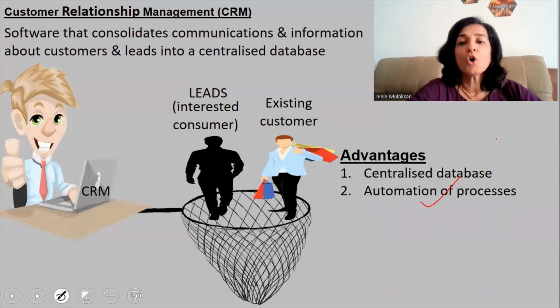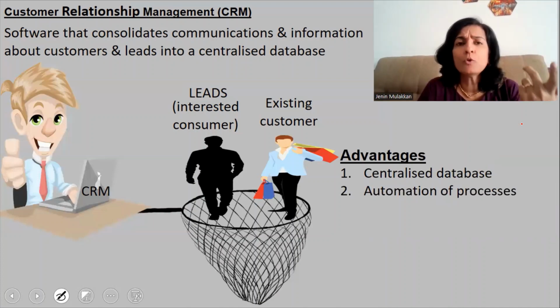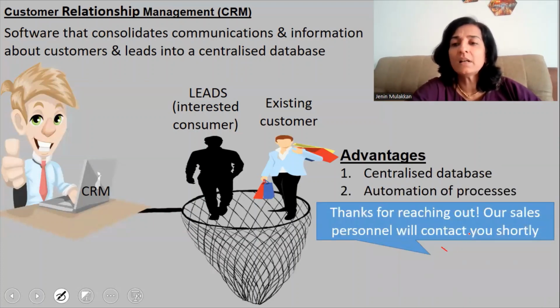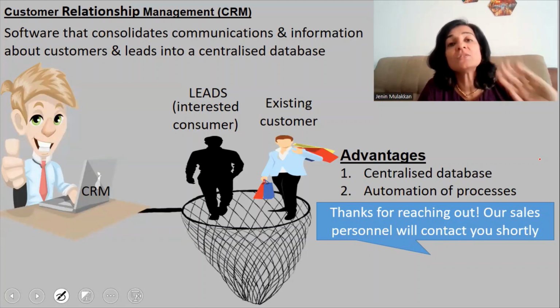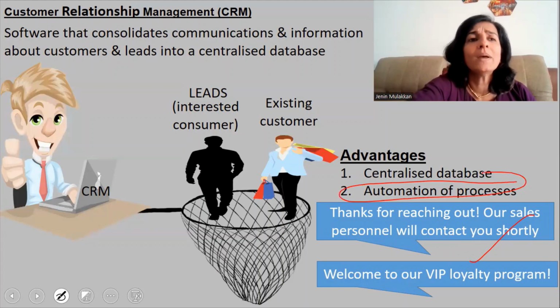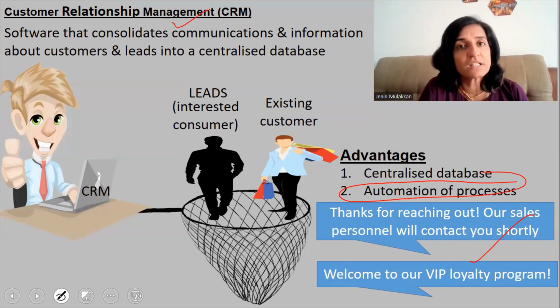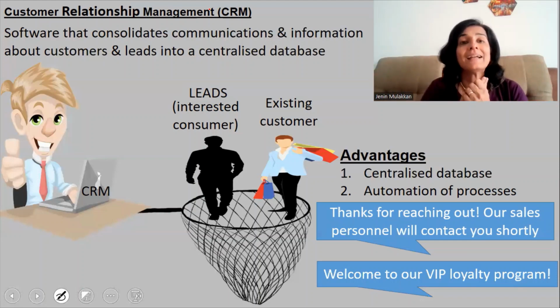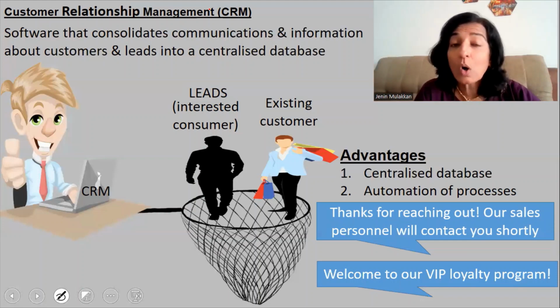And the second advantage is automation of processes. Once you make a phone call or send a mail, then immediately you get a response message, something like this: thanks for reaching out. Our sales personnel will contact you shortly. Or to attract existing customers, they might give discounts or they might give membership cards. So even for that, the messages will be sent to the customer, something like this: welcome to our VIP loyalty program, etc. So all the processes get automated with the customer relationship management software. So for every campaign that the company does, all the customers are tagged. So in one shot, information is given to all the customers.